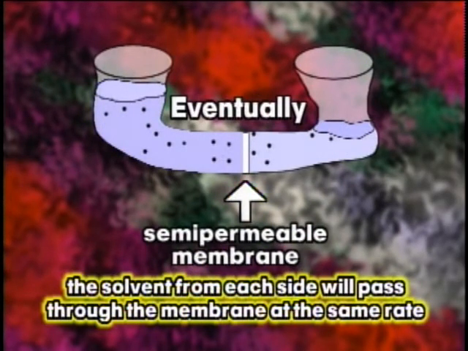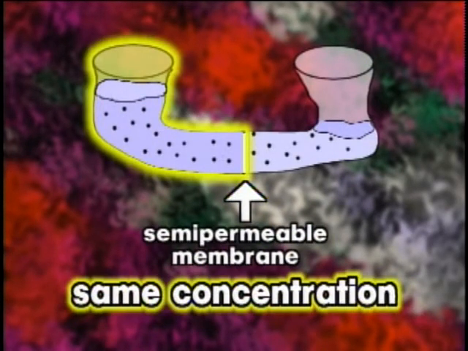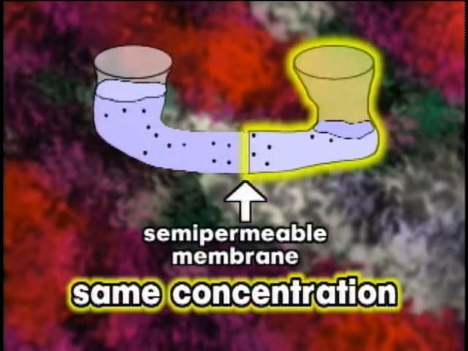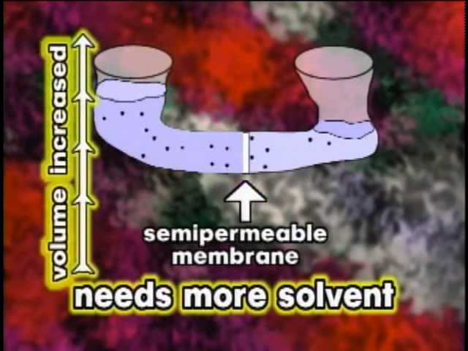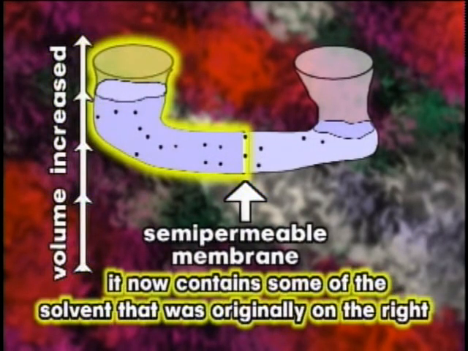But in order for the solution on the left to have the same concentration as the solution on the right, the solution on the left needs more solvent. So the volume of the solution on the left has increased since it now contains some of the solvent that was originally on the right.